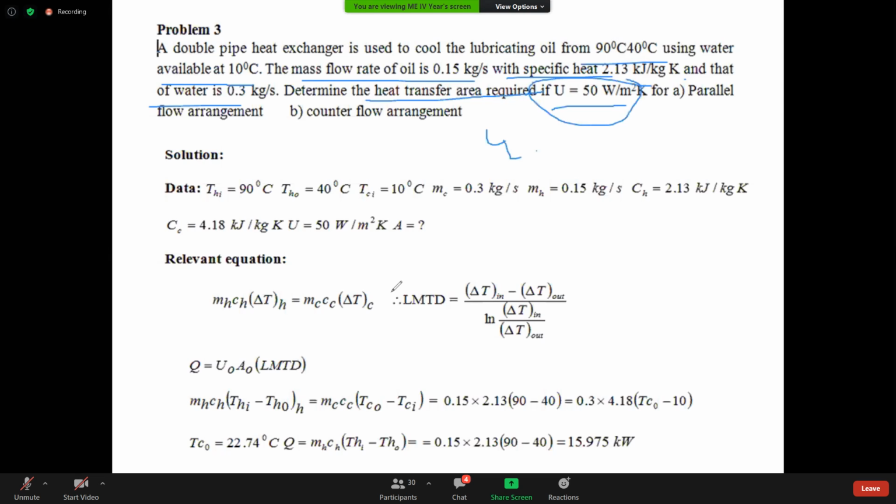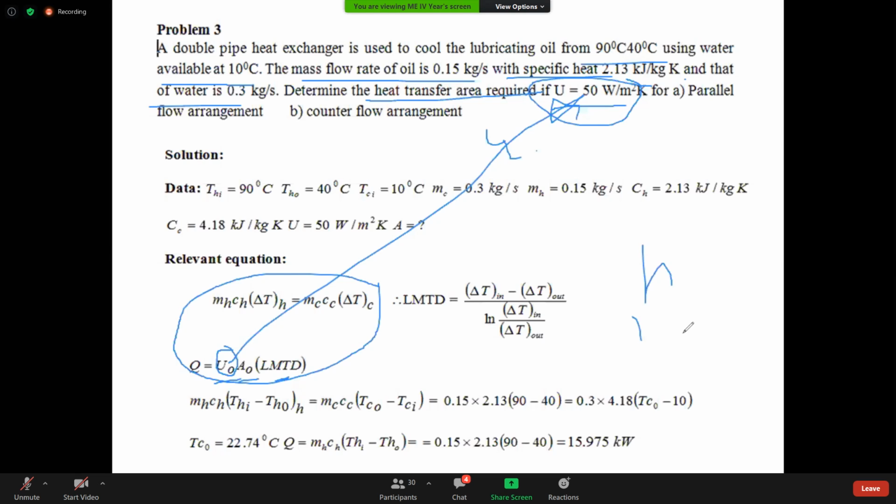Right. So you see this equation, Q is equal to U into A naught into LMTD. He gave us this U, so there is no need to calculate U here; the overall heat transfer coefficient is given. If H is given, then you need to find U. Right, 1/U is equal to 1/Hi plus 1/H naught. U is directly given, so no problem.